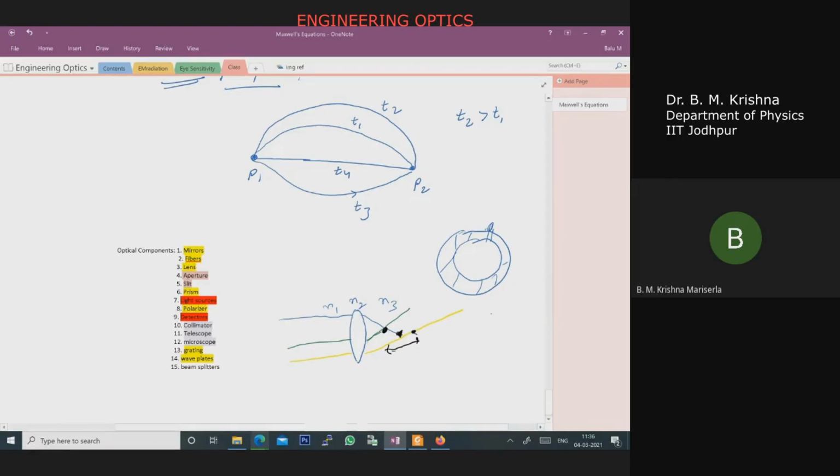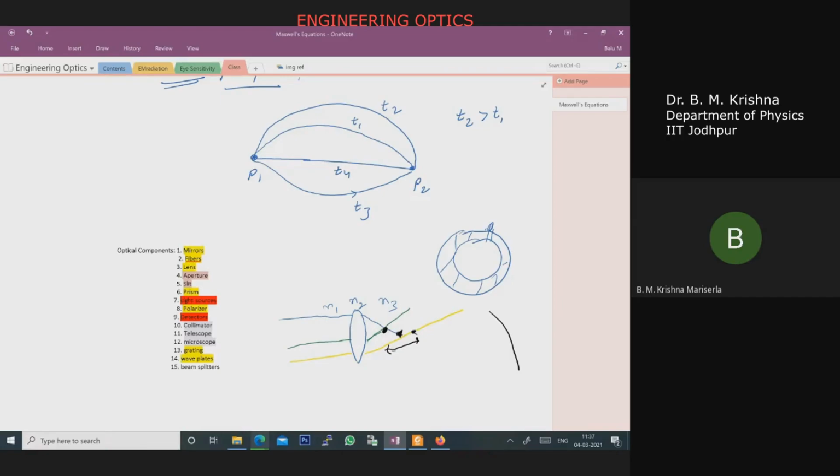Whereas in metallic mirrors, there is no propagation of light through an optical medium. It depends on the Fresnel coefficients. The percentage of reflection changes, but all colors reflect at the same time. So your focusing position almost coincides for all the colors, and that actually reduces the chromatic aberrations.